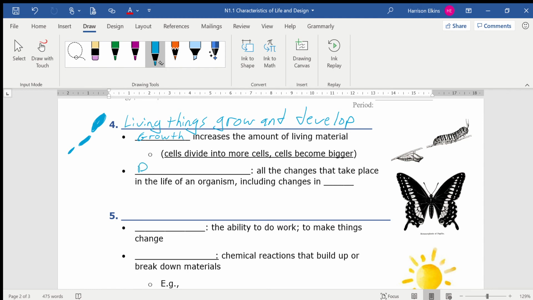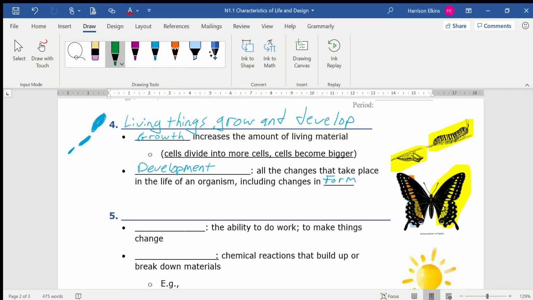Development is similar, but it looks a little more at the changes that happen to the form, so changes that happen in form to the organism. For instance, here we've got a caterpillar. That caterpillar is going to wrap itself up in a chrysalis, and then eventually it's going to turn into this nice butterfly. Here, we'll give the butterfly some colors, blue and green, and I accidentally gave it brown, oh well. So over time, this caterpillar develops.